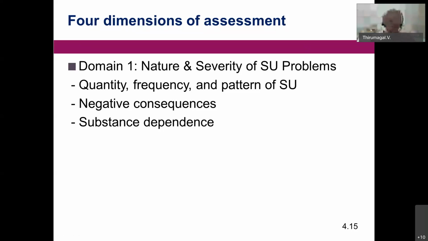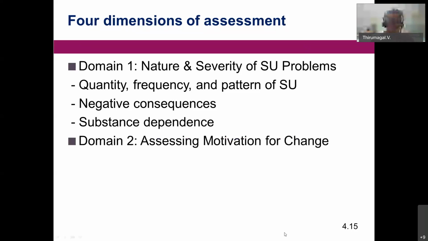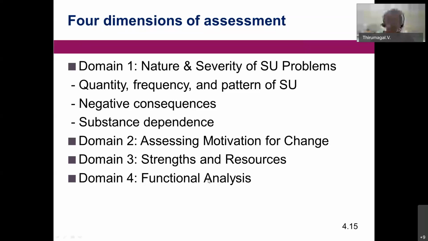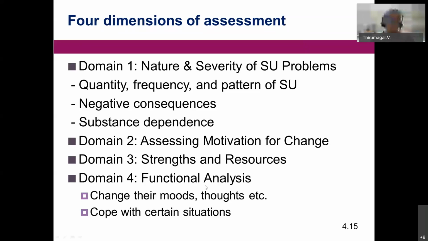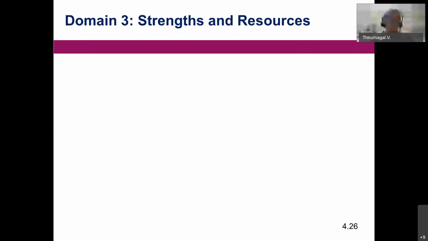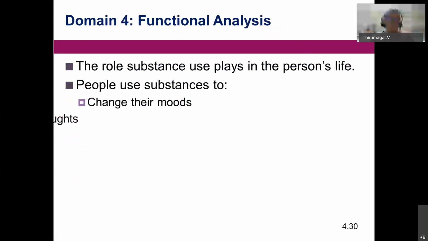Domain 2 is about assessing motivation for change, which we discussed recently. Domain 3 is to identify the strengths and resources of the client. Number 4 is functional analysis. You are familiar with domain 1, 2 and 3, but not so much with 4. So I want to discuss that alone in detail. I am going ahead to the 4th criteria on functional analysis.